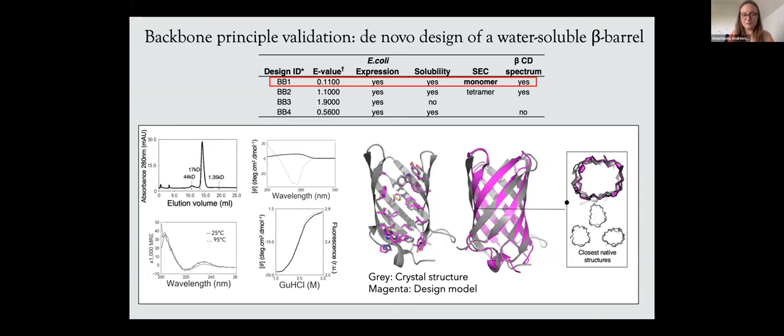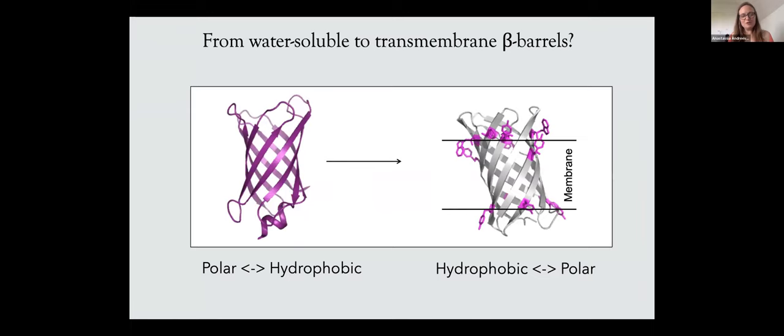Okay, so now we know how to build beta barrel backbones, but how do we go from a water-soluble to transmembrane beta barrel? So we found that the two types of barrels had very similar backbones, and the difference was really in the sequence. The water-soluble barrels have a polar surface and a hydrophobic core. Transmembrane beta barrels have a hydrophobic surface exposed to the lipid membrane and a polar core.